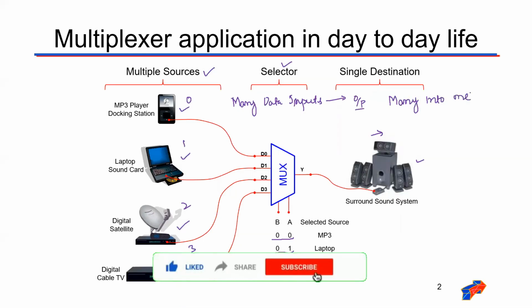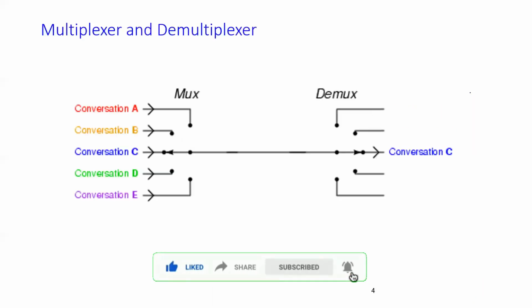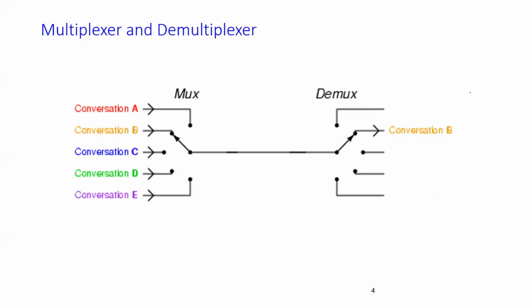Now I will show you in the next slide some other aspects of the multiplexer. Here you can see, by selecting a particular switch, suppose you select switch A, this is the multiplexer, and this will be routed onto this. So this is the P portion, and this is the Q portion.